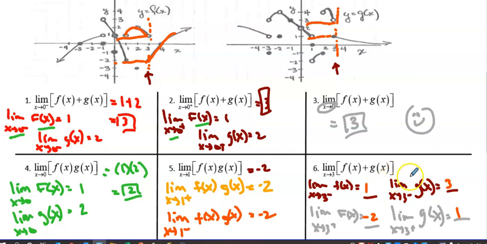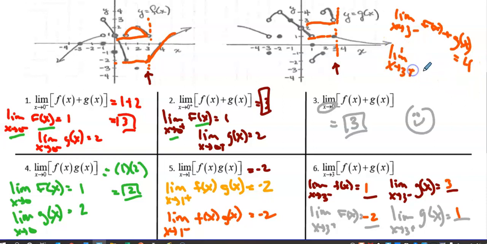And so what we're going to do now is look at the left hand, and I'm going to write this up here for us. The limit as x approaches 3 from the left of f of x plus g of x is going to equal the summation of these two numbers, which is 4. And then the limit as x approaches 3 from the right of f of x plus g of x is going to be the summation of these two numbers right here, which is -1.